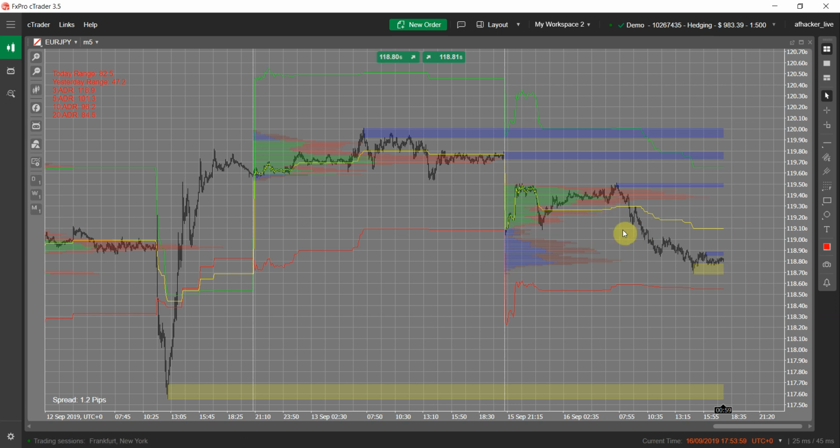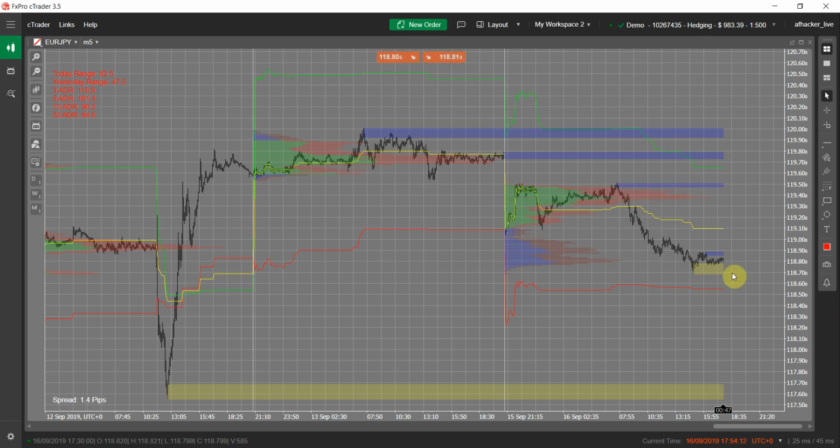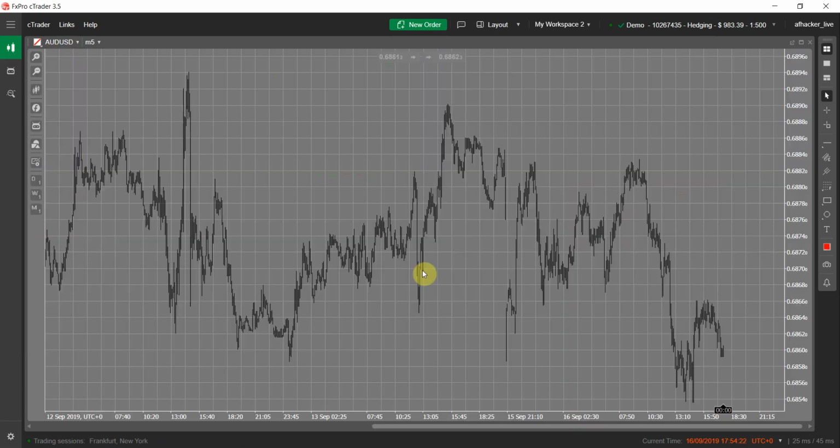So here in this day, we also don't have any signal. There is a supply zone, there is a supply zone, there is a supply zone, but price didn't go to those levels, and there is a demand zone. I don't think the price will be able on one day to go this low. So let's see AUDUSD.